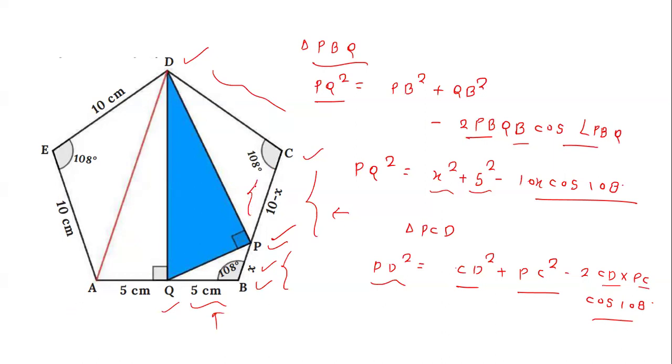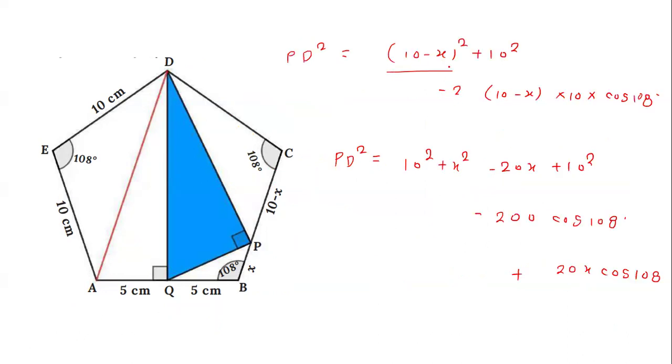We know this as 10 minus x and this as the whole 10. So we can put like (10 minus x) whole square plus 10 square minus 2 times (10 minus x), 10 and cos of 108. So you can open this like this is 100 plus x square minus 20x plus 100 minus 200 cos 108 plus 20x cos 108.